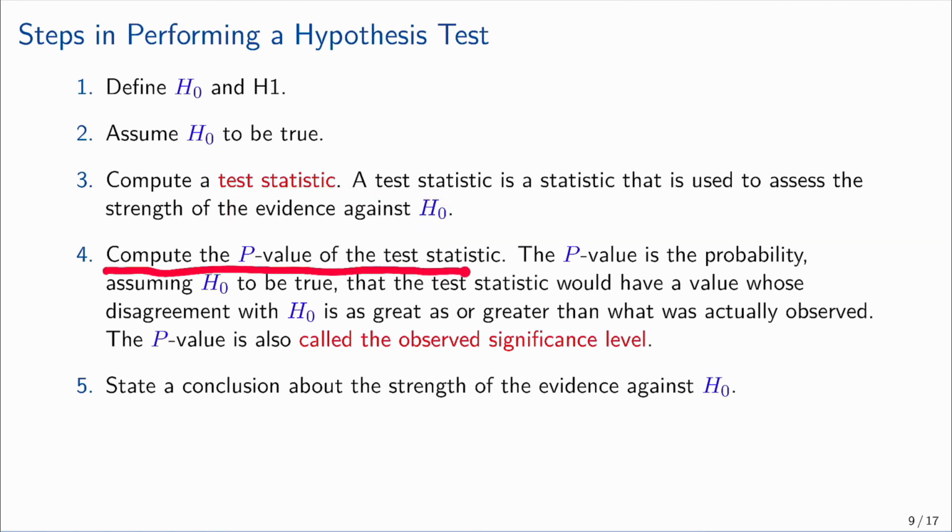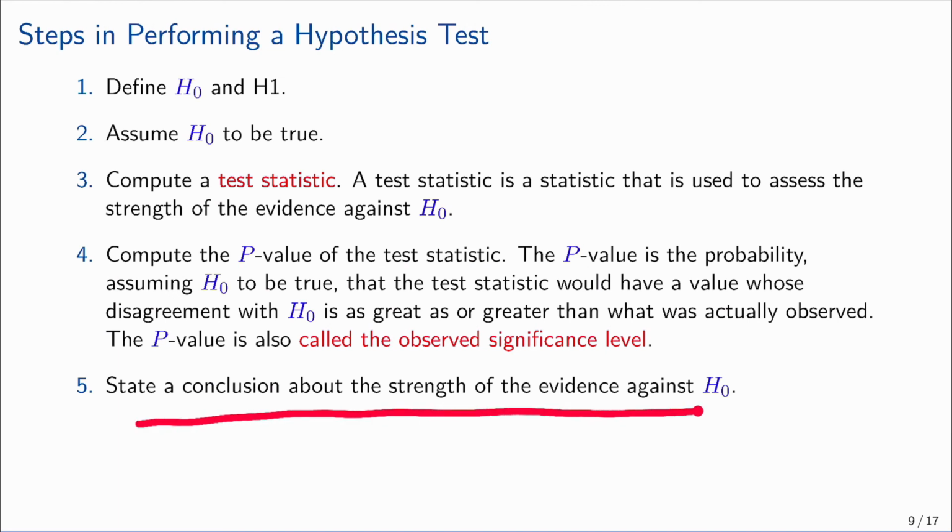Next, we compute the p-value of the test statistic. The p-value is the probability that the null hypothesis is true. So if the p-value is large, that means that H0, the null hypothesis, is true. And if the p-value is small, we can reject the null hypothesis and assume that the alternative hypothesis is true. And finally, we state a conclusion about the strength of the evidence against the null hypothesis.